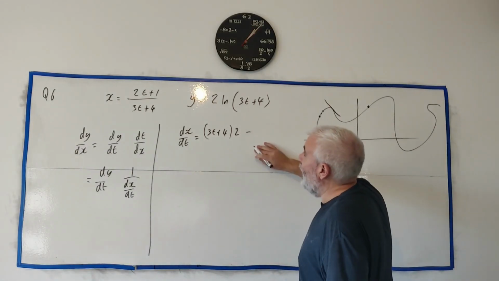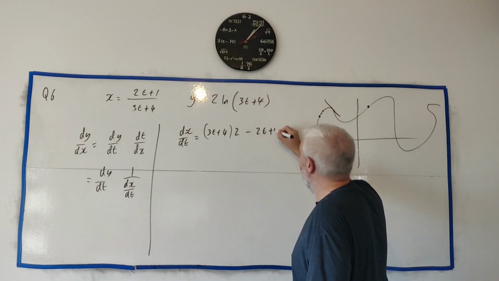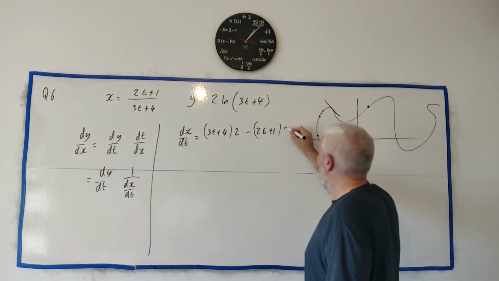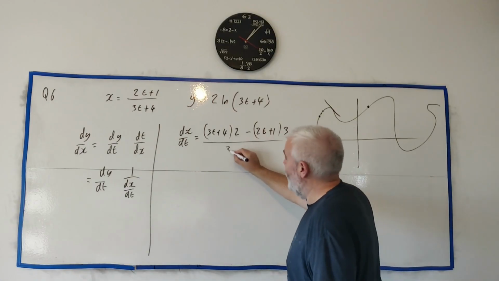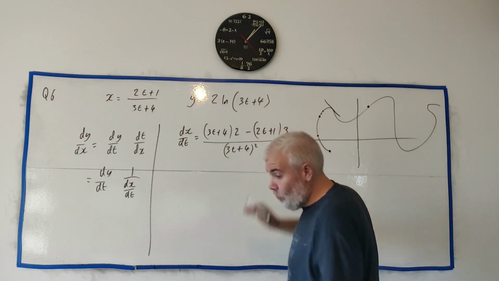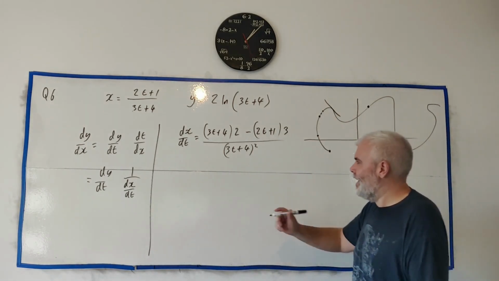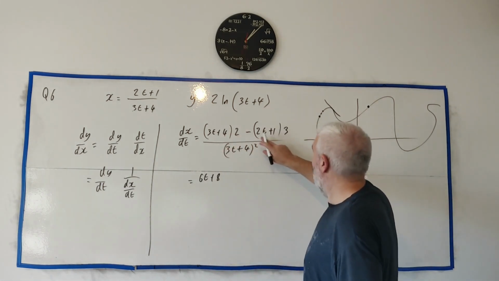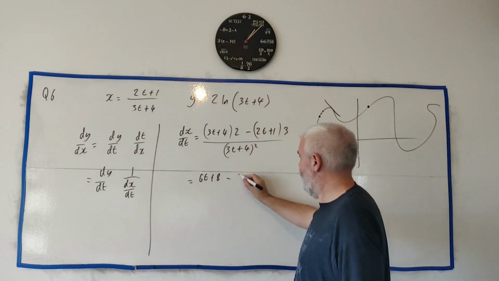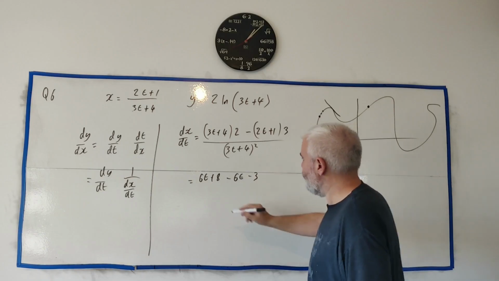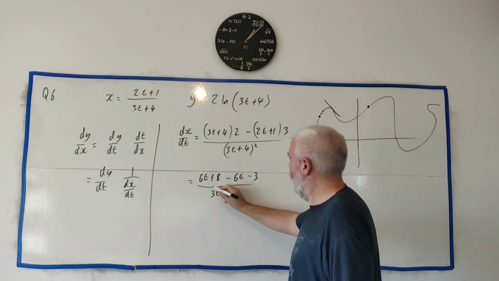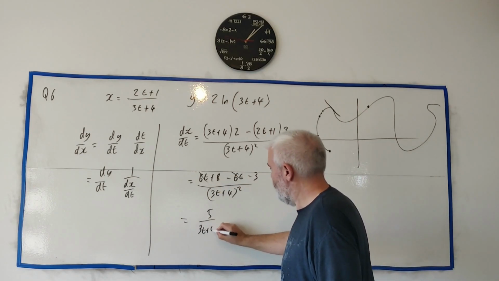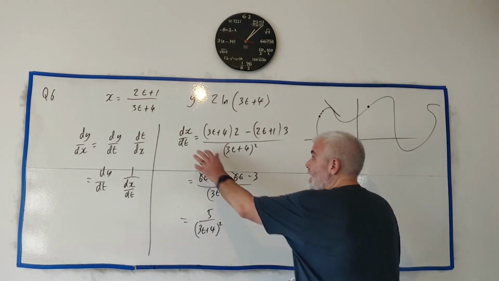Then we take away the top row left alone, 2t plus 1, multiplied by the derivative of the bottom row. The derivative of this is just 3, so multiply by 3. All of that then is divided by the bottom row squared. You don't have to remember this, it's given to you in your formulas. Let's clean all of this up. We get 6t plus 8, just multiply that 2 in. Multiply the 3 in, we get minus 6t and minus 3, all over (3t plus 4) squared. On the top row the t's cancel and we're just left with 5 over (3t plus 4) squared. That's our dx/dt.